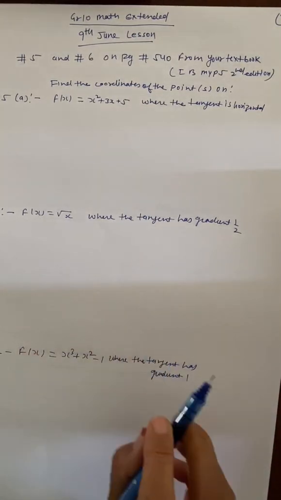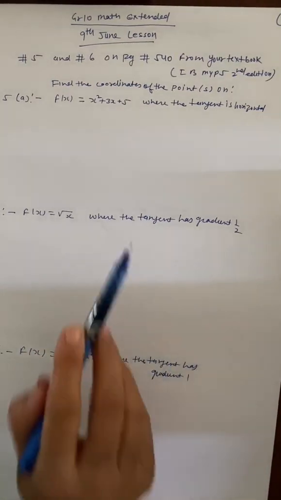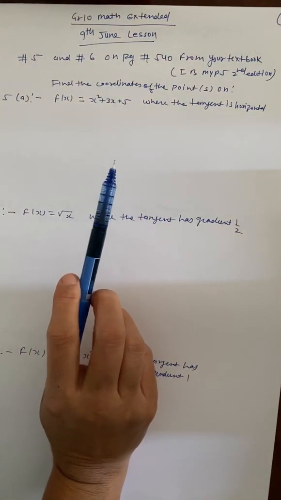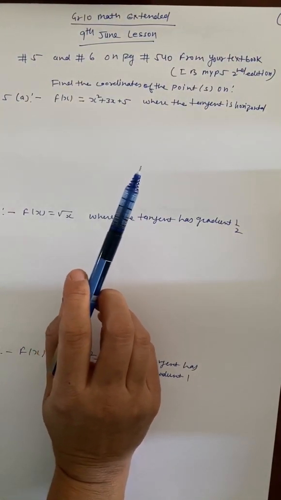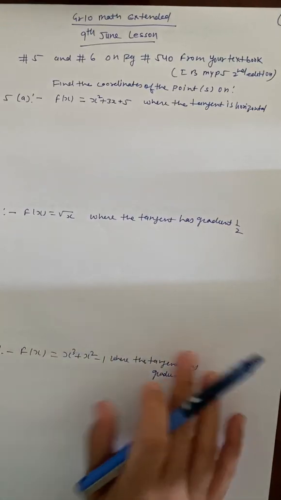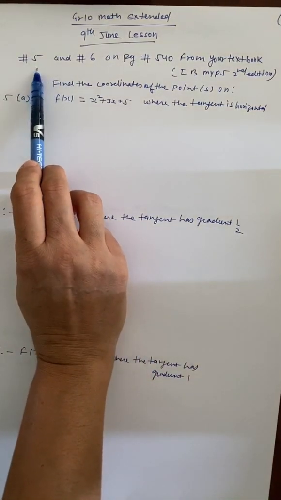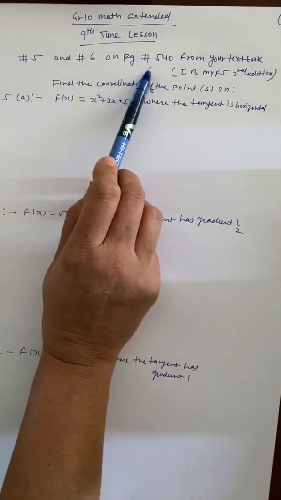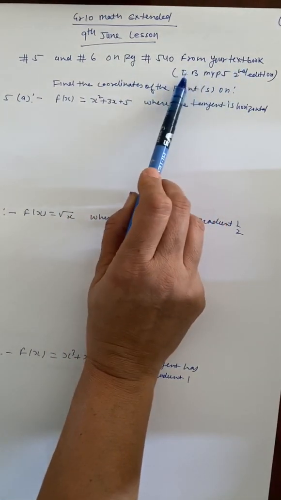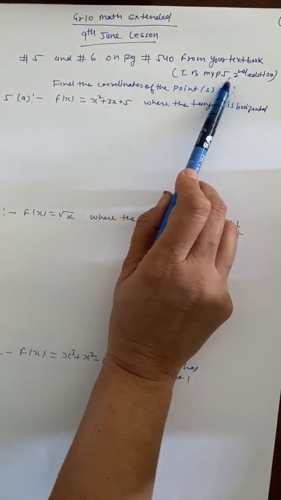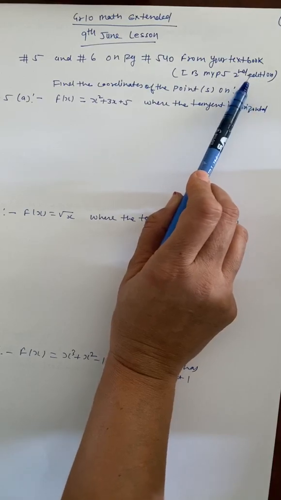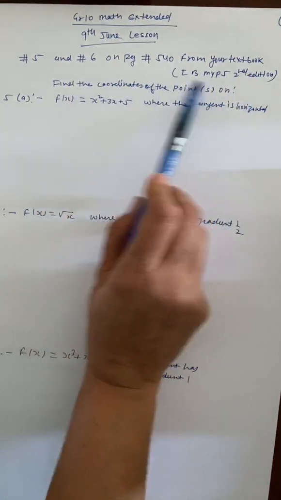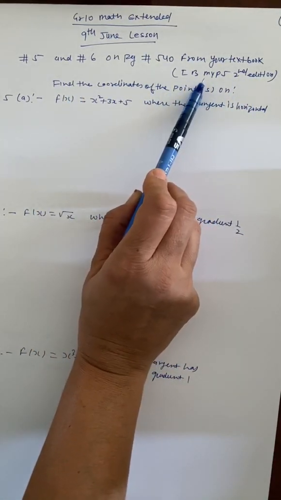In today's lesson, I'm going to do a few problems from the previous lesson so that it will be a quick recap on the concepts which we covered. So I'm going to start with question number 5 and 6 on page number 540 from your textbook, which is IB MYP 5 second edition, and it's in ManageBac. I think it's in the Google Classroom as well.